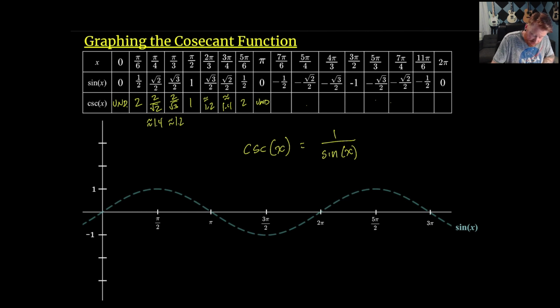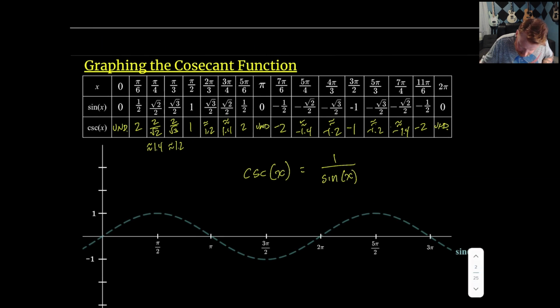And then to get the rest, I'll just quickly fill in the graph. This is going to be -2. This is going to be about -1.4. This will be about -1.2. That is -1. This is about -1.2, about -1.4, -1.4. This is -2, and then we'll be undefined again.